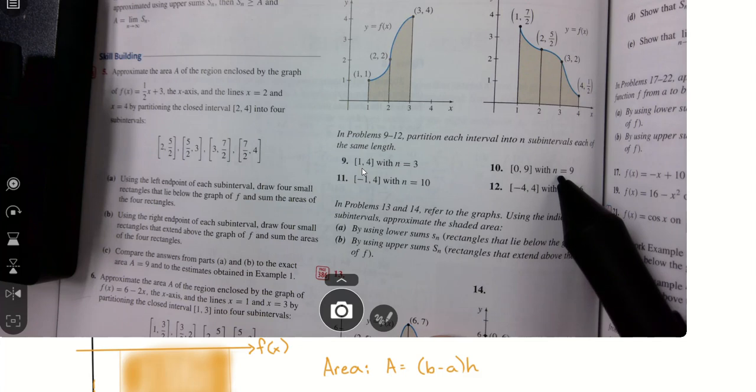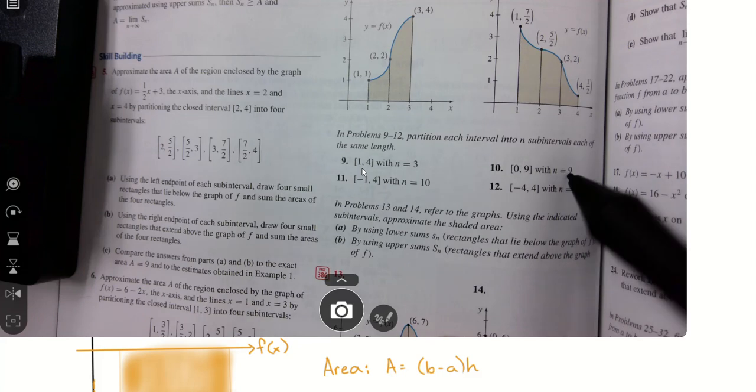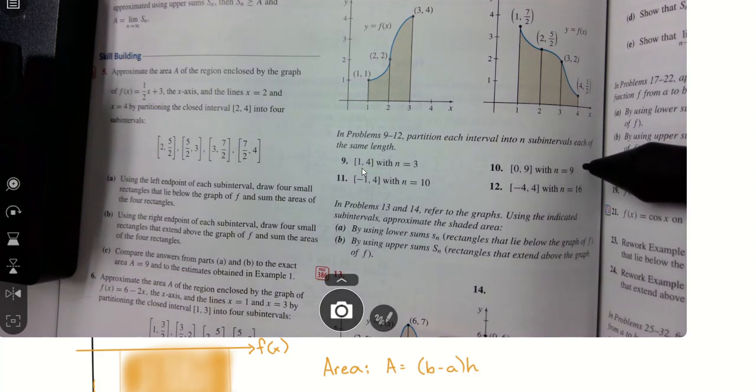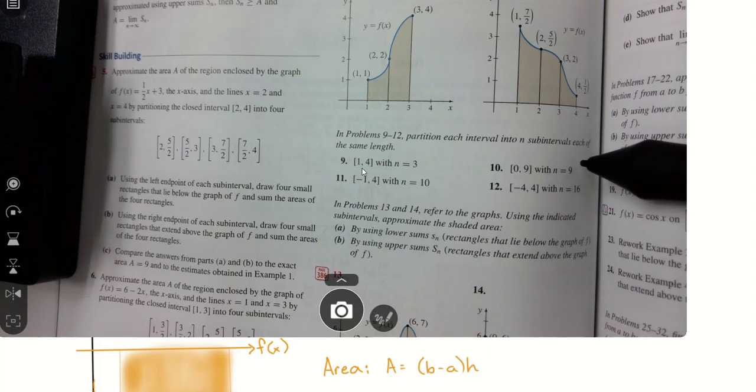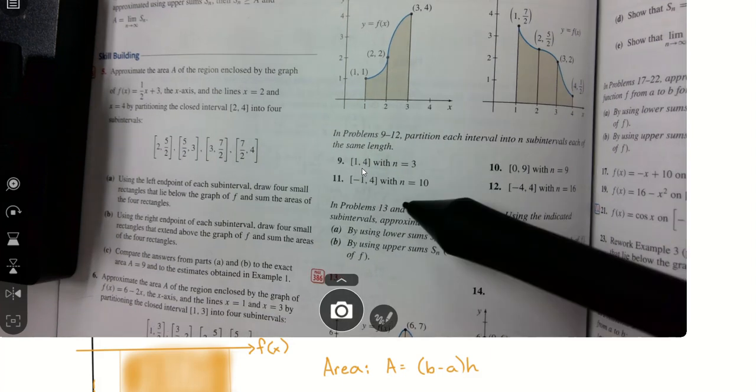What's the width of this one? The width isn't 9. I'm not trying to trick you, I'm just pointing at it. 9 minus 0 over 9 is 1. So your first interval is 0 to 1, and then 1 to 2, 2 to 3, 3 to 4, so forth and so on.